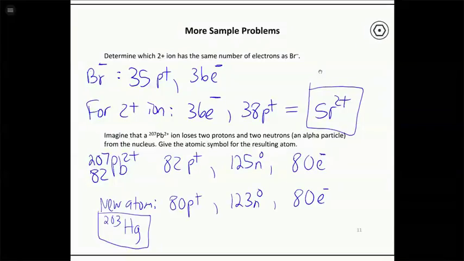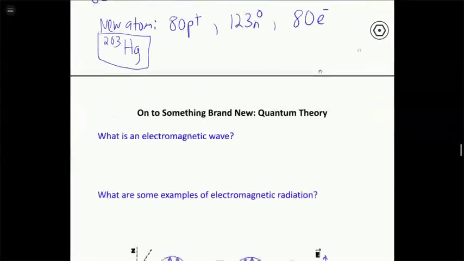Okay, any questions on isotopes before we switch gears here abruptly into something totally different? Okay, so let's move forward.